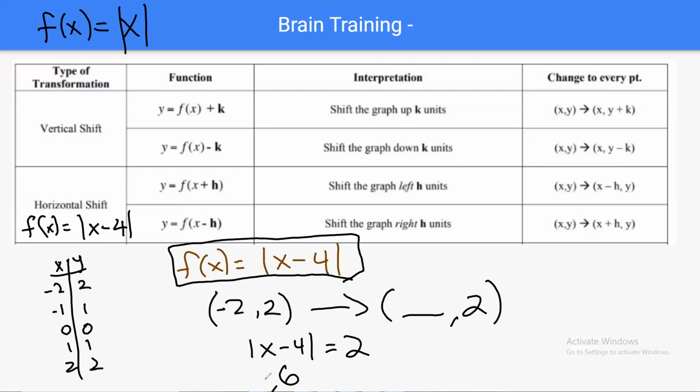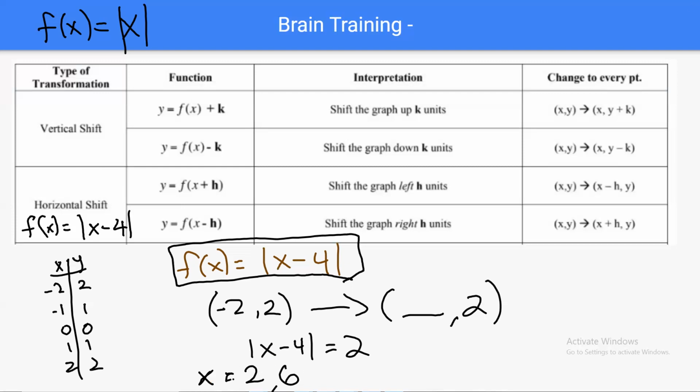So 6 minus 4 is positive 2. What minus 4 equals negative 2? Negative 6 minus 4 is negative 10. What number minus 4 equals negative 2? 2, right? So x here can equal 2 or 6.